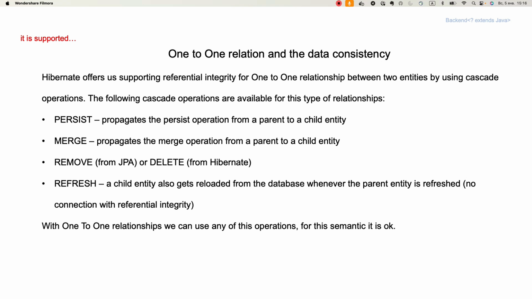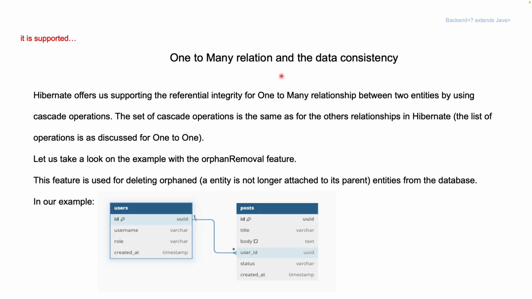And what I want to say here is that with a one-to-one relationship, which is implemented in our application with the @OneToOne annotation, we can use any of these operations without any problem. For this semantic, it's okay. But later I will show you that for some other types of relationships, we should first think and then use these cascade operations. Now let me say several words about the one-to-many relation and data consistency.